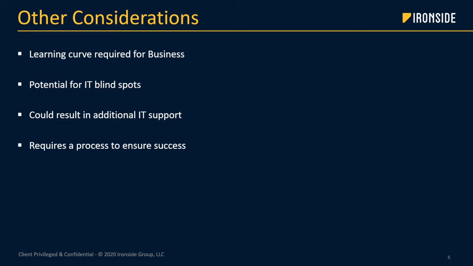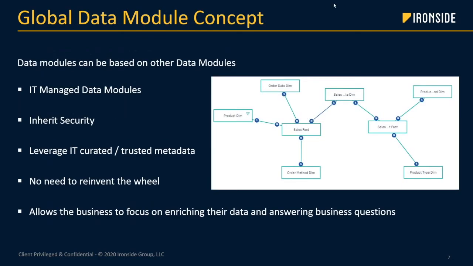All right, so the concept of global data modules is pretty straightforward. Data modules can be based on data servers, they can be based on data sets, so you can upload your own files, legacy Cognos packages. They can also be based on other data modules. And that presents a very powerful approach to modeling, where these IT managed data modules can be leveraged at the business level, so that the business can enrich them by creating their own data modules based on the IT modules.